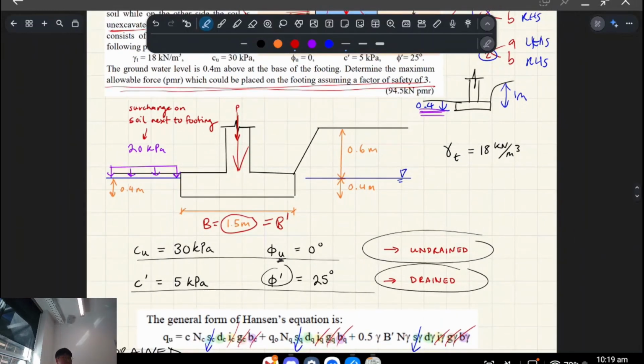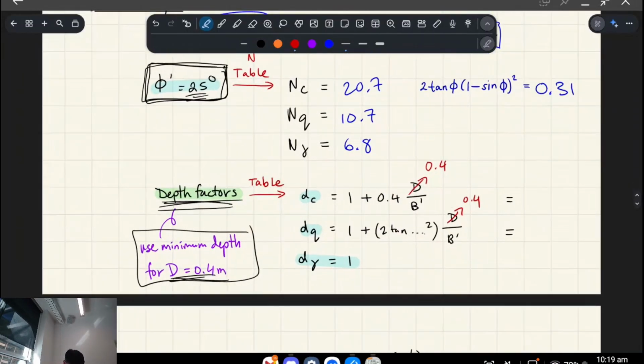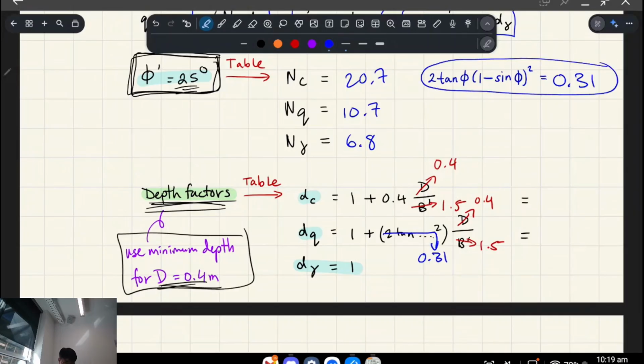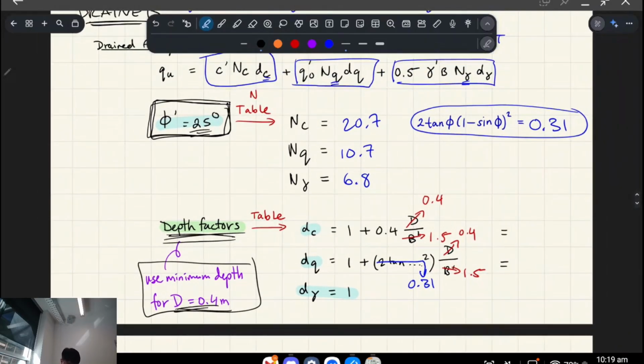Does that make sense? All right. So basically we just take that width that we just saw, which was 1.5, and when you see B dash, you plug it in, okay? Okay, this thing, we just plug in, and we knew that from before.